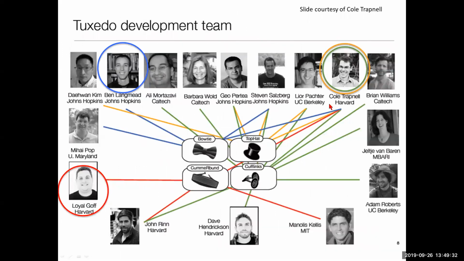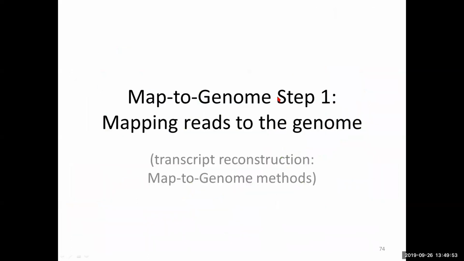And there's a lot of players of that Tuxedo suite. One of them is Loyal Goff, who was a postdoc with me and with John Rinn. He's now a professor over at Johns Hopkins, and he developed CummeRbund, but basically there's a big family of happy people all working together. I was having a call this morning at 9 a.m. I was chatting with Steven Salzberg, who's a very cool guy.